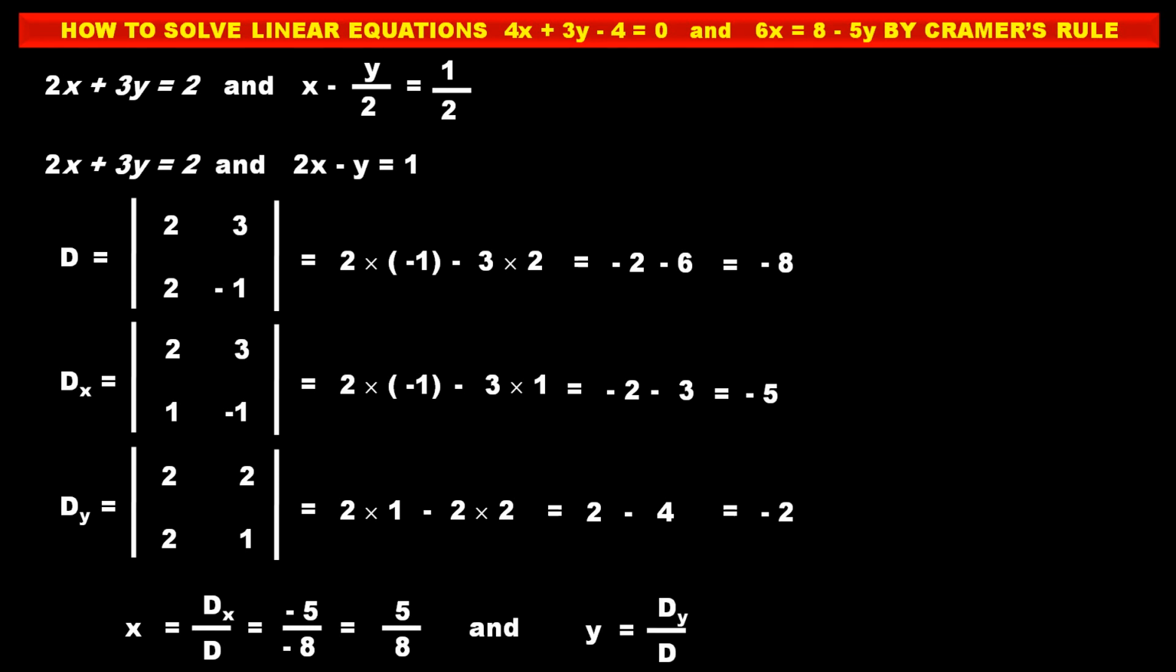And the value of variable y is equal to its formula, Dy upon D, which is equal to the value of Dy, -2, upon the value of D, -8. Solving this, we get 1/4. So 1/4 is the value of variable y. So in this way, by Cramer's rule, we can solve any general linear equations. Here the value of x is 5/8 and the value of y is 1/4.